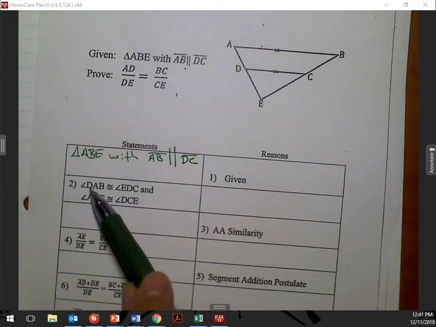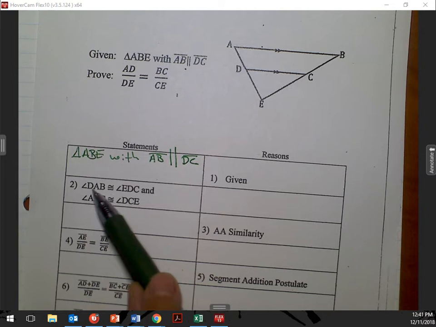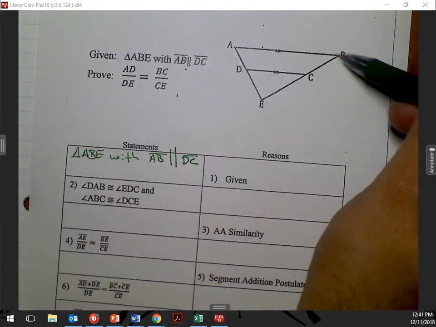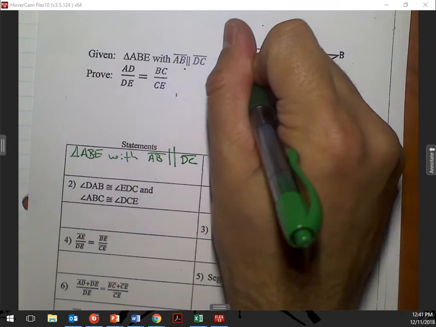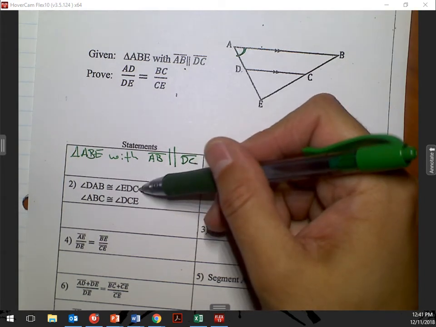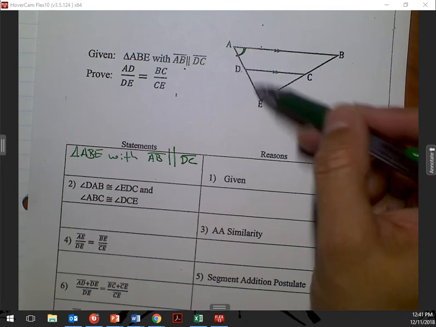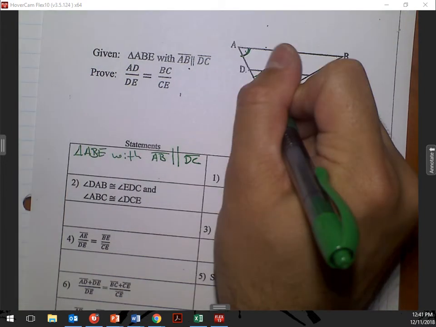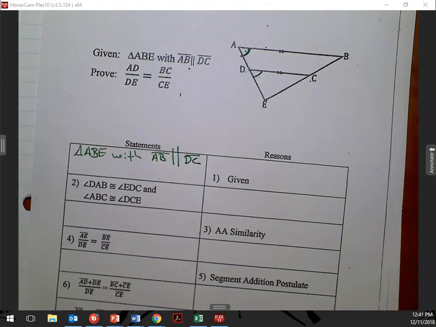Okay. Now, this next piece. Angle DAB, this one right here, is going to be congruent to EDC. Why are these two right here congruent to each other? They're corresponding. Corresponding. Very good.